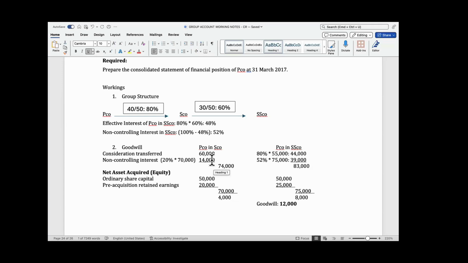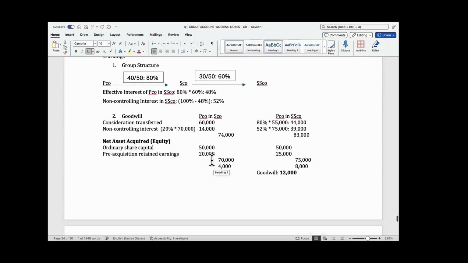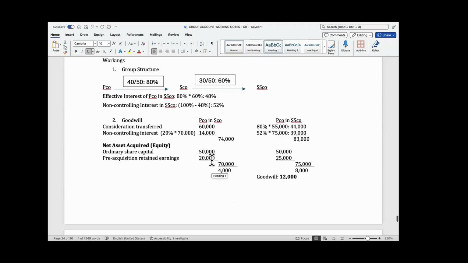And that's why we need to start considering effective holding and all of that. And on the basis of that effective holding, we then determined how we want to cancel out and also our share in the retained earnings of that SSCO.